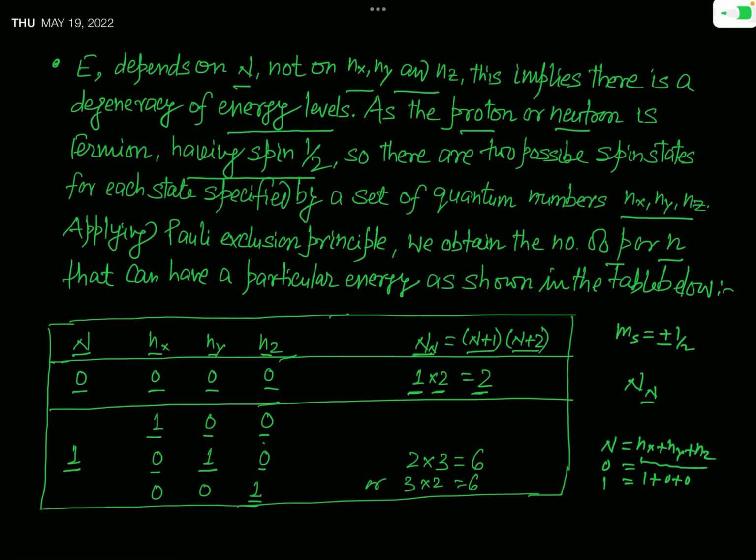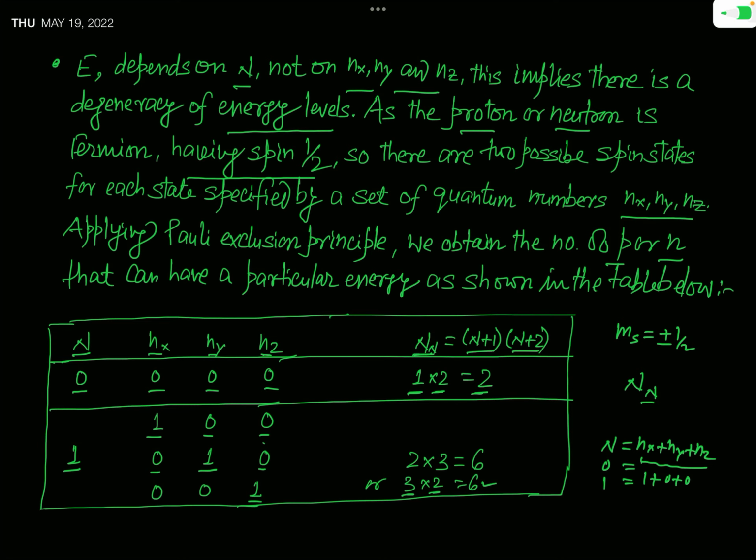Each set will have two quantum states due to the two states of a spin. So the number of sets of nx, ny and nz is 3, so I have written here 3, and the number of spin states will be 2. So the total number of protons or neutrons will be 3 into 2, and that is equal to 6.